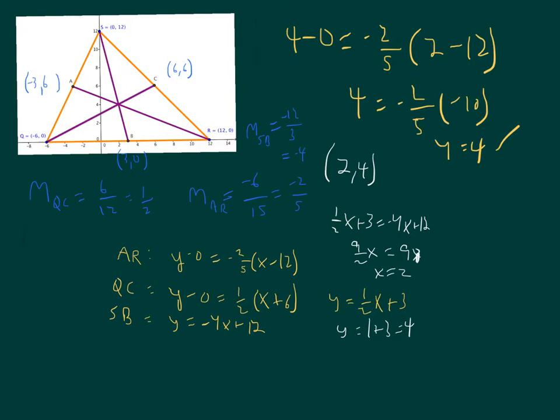So we have found that the intersection there, they call it point G, the intersection of the three medians is indeed the point 2, 4.